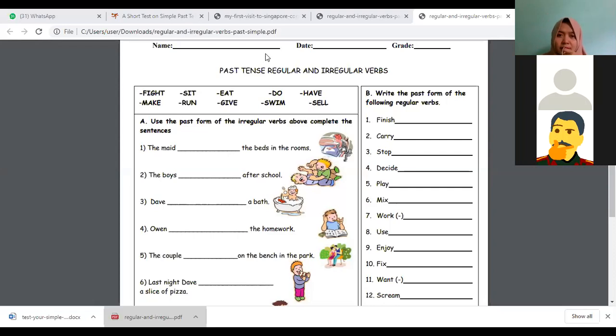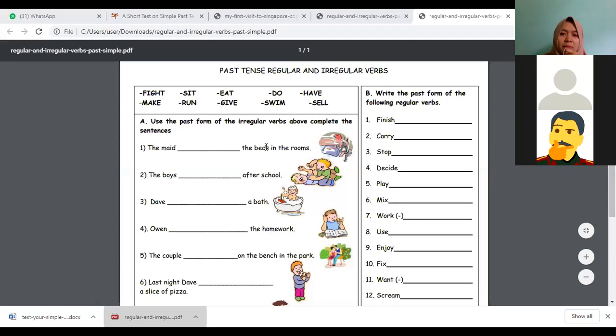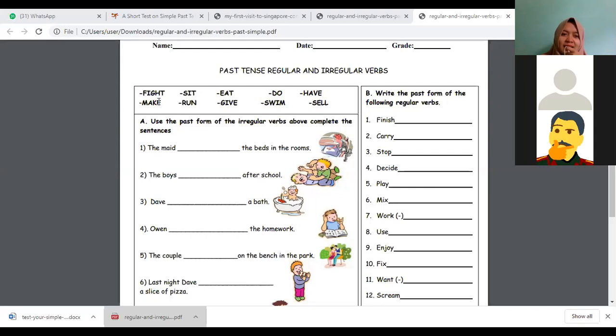Oke, Dek. Number 1, the maid, blah blah blah, the beds in the room. It must be make, but in a past form. Berarti bentuk past dari make apa? Made ya. Make itu jadi made. The maid made the beds in the rooms. Number 2, Satria, please. The boys fought after school. Yeah, fought. Fight changes into fought.